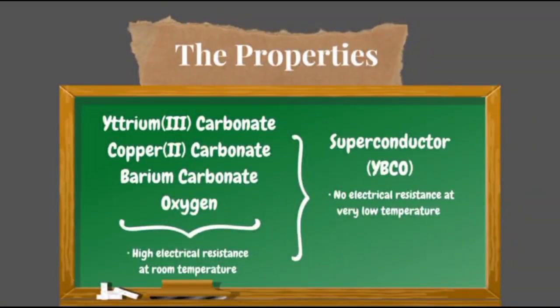Next, we look at superconductors. Superconductors can conduct electrical current without any resistance at very low temperature, whereas their original components cannot. The original components of superconductor are yttrium tricarbonate, copper(II) carbonate, barium carbonate, and oxygen. The property of the original components is high electrical resistance at room temperature. Meanwhile, the property of superconductor is no electrical resistance at very low temperature.